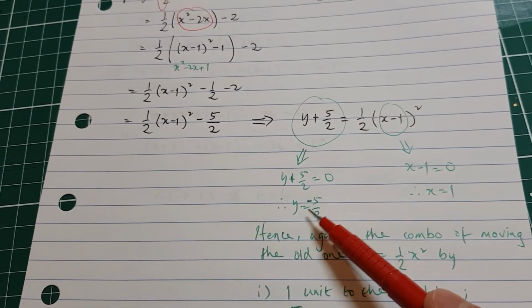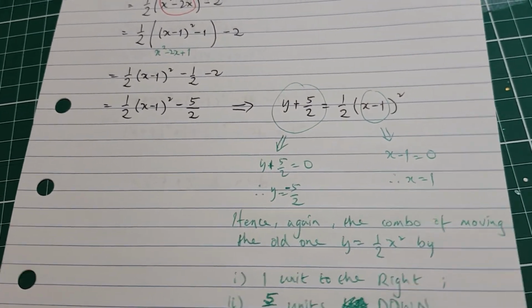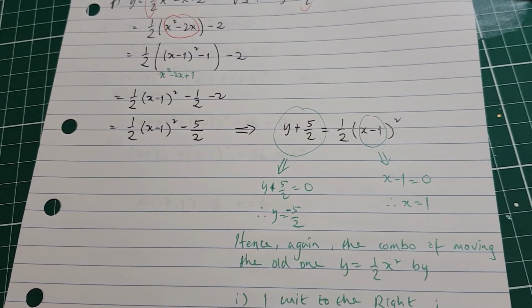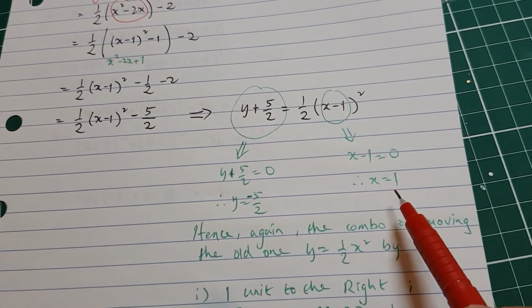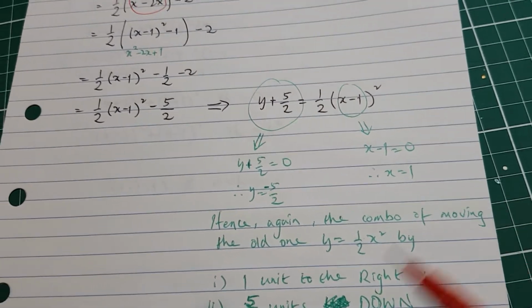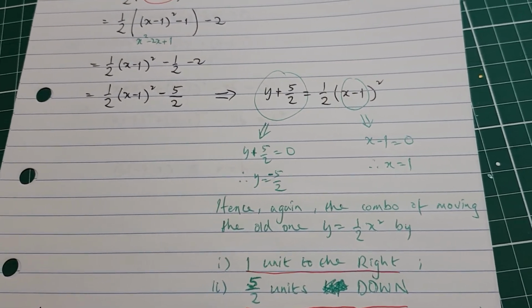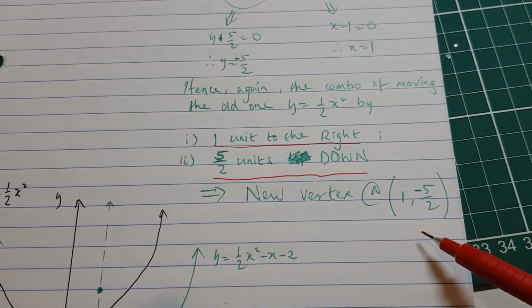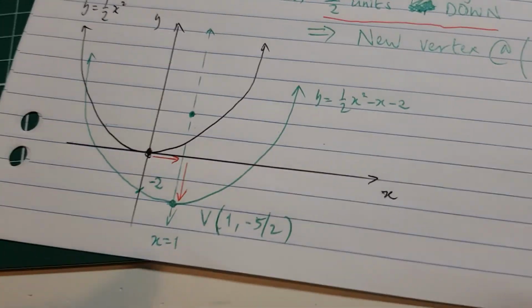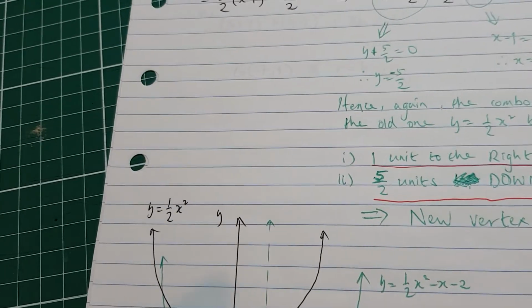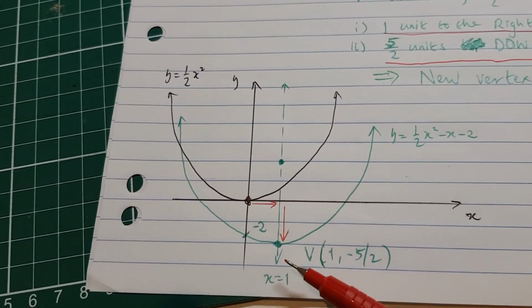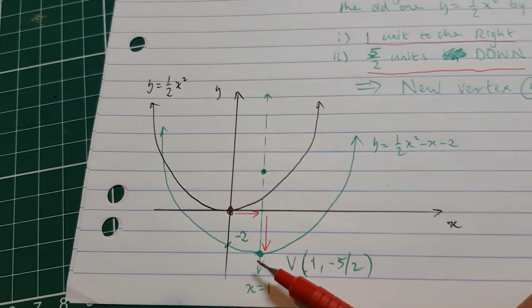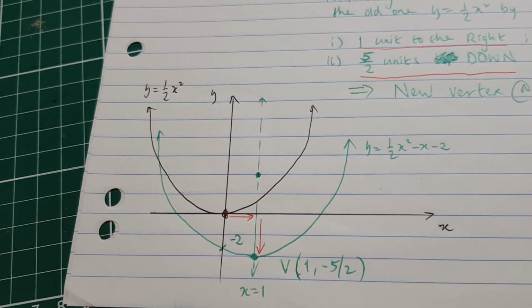Hence, it's negative for the y, so it's moving down by 5 on 2 units, or 2.5 units down. And because that's a positive x value, it's moved to the right by 1 unit. So that's that. The new vertex is (1, -5/2), or (1, -2.5). So when you draw it, it's 1 unit to the right and 2.5 units down. So that's the new vertex. Okay, and that's the new curve. All right.